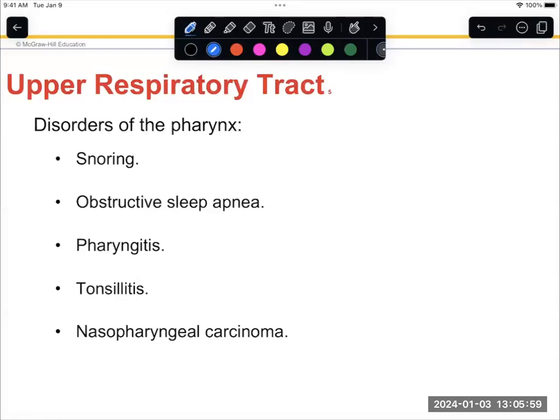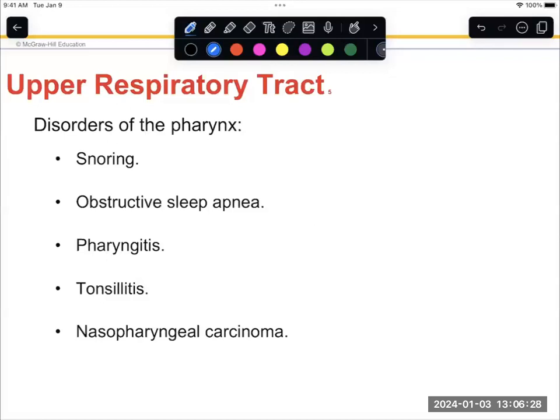Obstructive sleep apnea is the complete cessation of breathing during sleep, and it's caused by that obstruction of that airway by the soft tissues at the back of the nose and the mouth. People with obstructive sleep apnea tend to have hypoxia, that low blood oxygen.